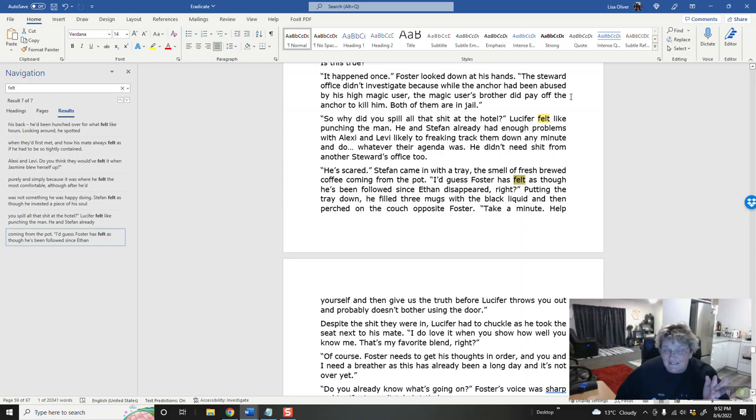I'm not going to in this instance, but you could put something like Lucifer's palms itched or Lucifer's hands clenched in fists to imply he wants to punch him rather than just saying he felt like punching the man. But in that instance it wasn't a big deal and we already know a fair bit about Lucifer, but definitely for a new character you'd want to do something like that.